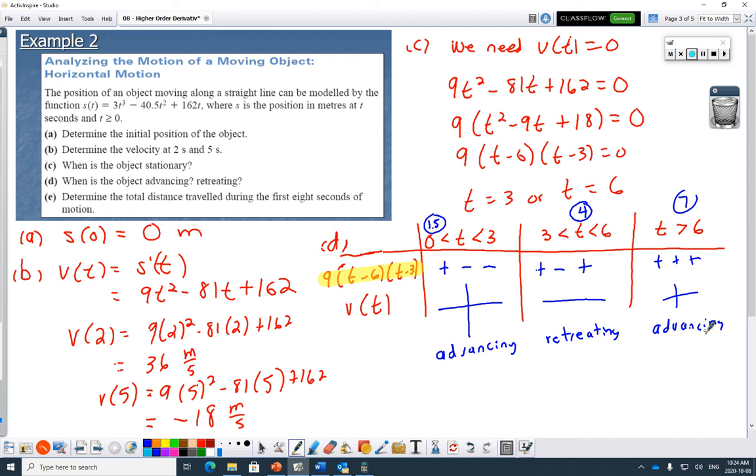It says determine the total distance traveled during the first 8 seconds. Let me explain why this is such a big problem. Say I'm wearing a pedometer. I am on my iPhone. And I'm trying to measure the total distance traveled. It counts total distance traveled. Yeah, as I'm walking along, it counts total distance traveled.